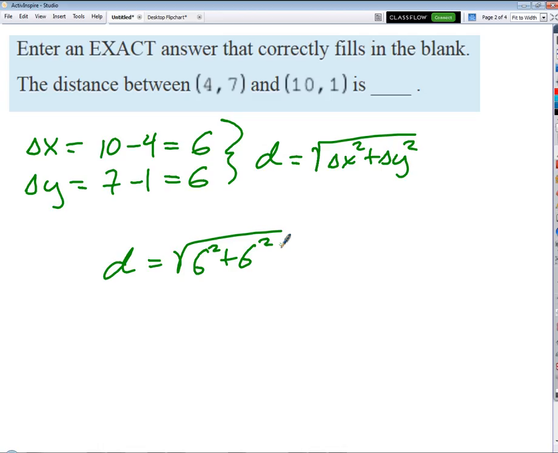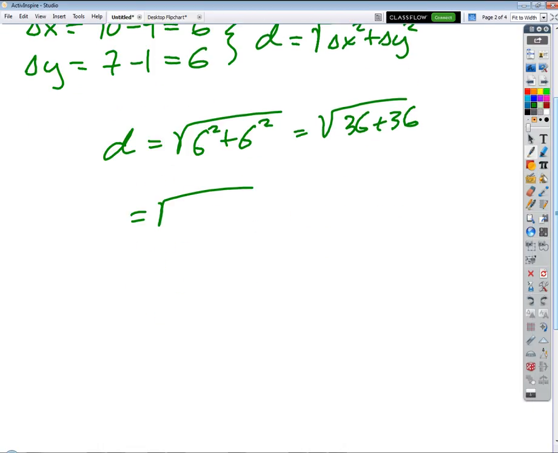Now this time, we can't just pop them in a calculator though, because we want an exact answer. So we do need to simplify this. So what's 6 squared? 36 plus 36. What's 36 plus 36? 72. Okay. So now we got to go back and you can see why we practiced this so much at the beginning of the year.